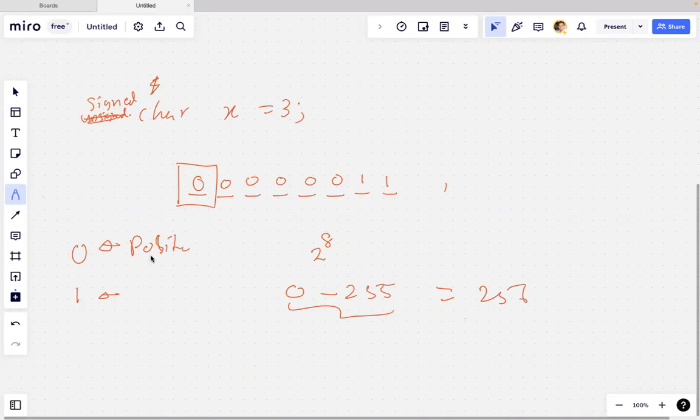So that's why I wanted to explain that here 1 means it is negative. The most significant bit is taken for the plus or minus. And for the rest, you have 7 bits to assign the value. That means you have only 7 bits: 1, 2, 3, 4, 5, 6, 7. The minimum value you can put is 0, 0, 0, 0, 0, 0, 0. The maximum value you can put is 1, 1, 1, 1, 1, 1.